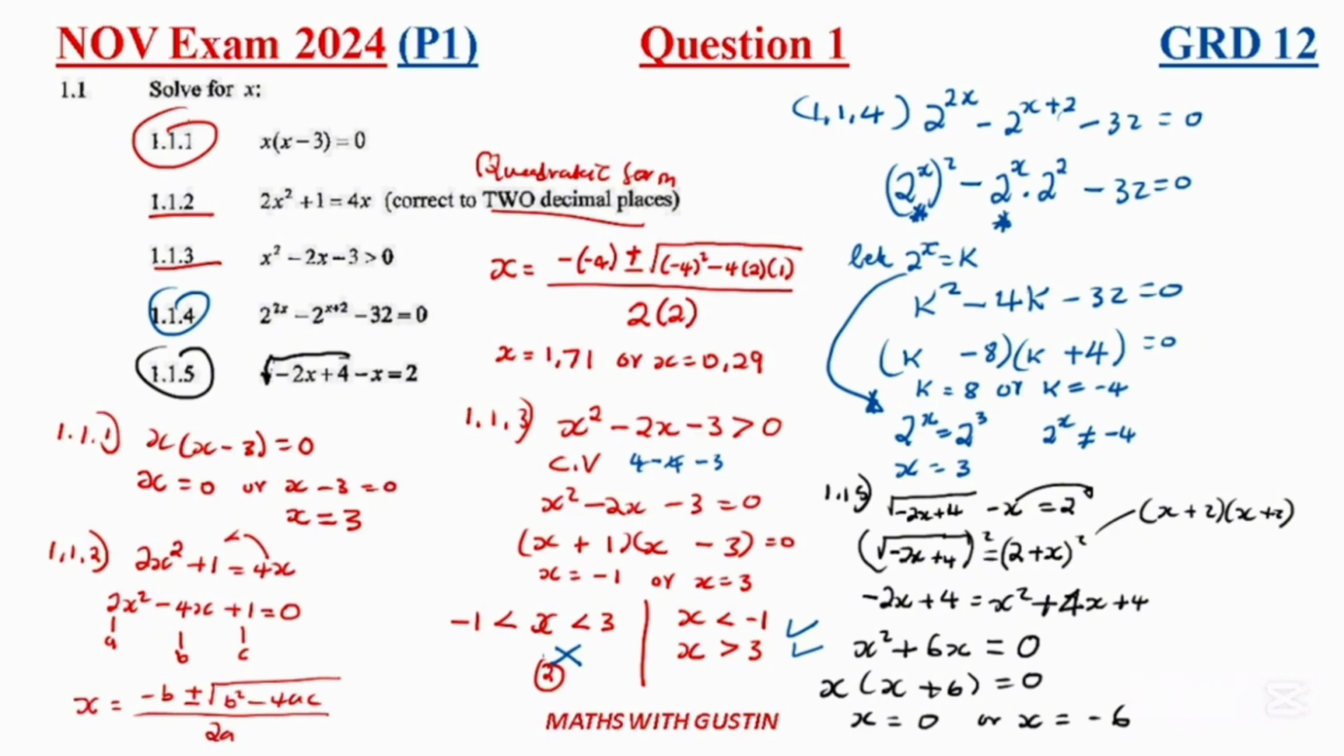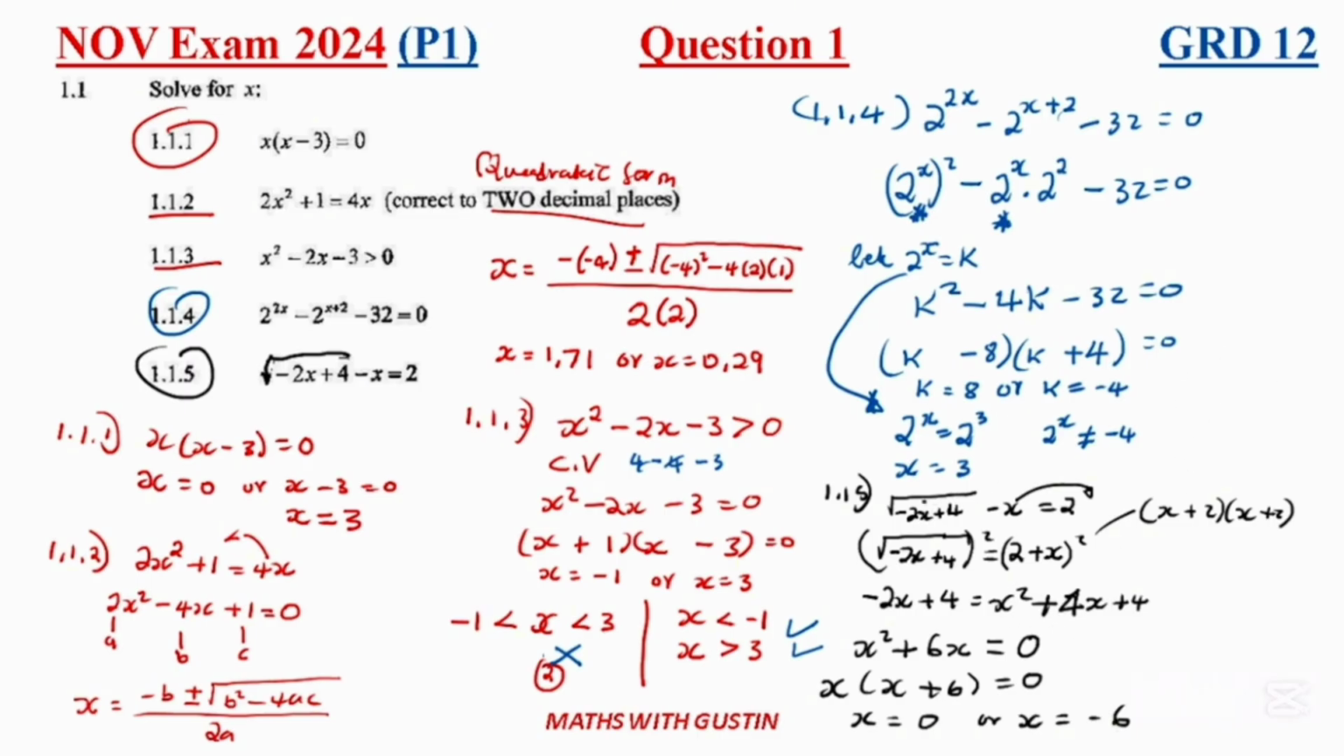All right, so what do we do in this case? We need to substitute it back into the original equation and check if the equation will be satisfied. In other words, what I mean to say is that if you put 0 here, will it give you 2? Or if you put negative 6 here, will you get 2 or not?